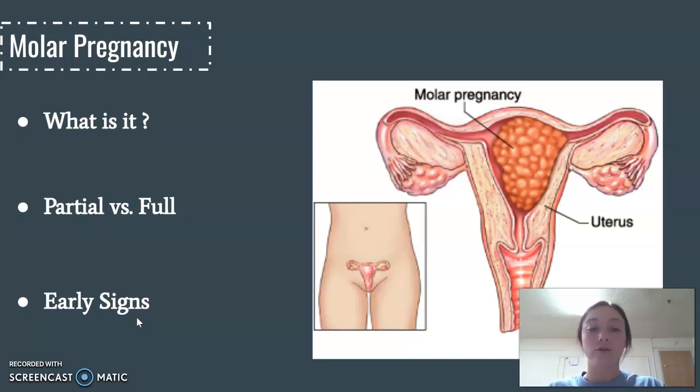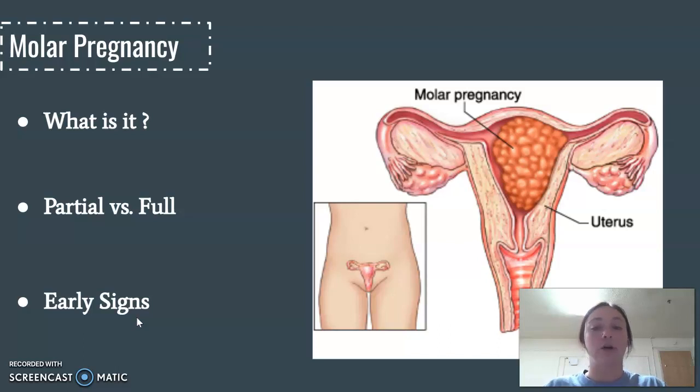Molar pregnancy is also called gestational trophoblastic disease and hydatidiform mole. Molar pregnancies happen when the cells that are supposed to develop into the placenta instead develop into a tumor made of trophoblastic or placental cells. The growth must be removed so that it doesn't spread.